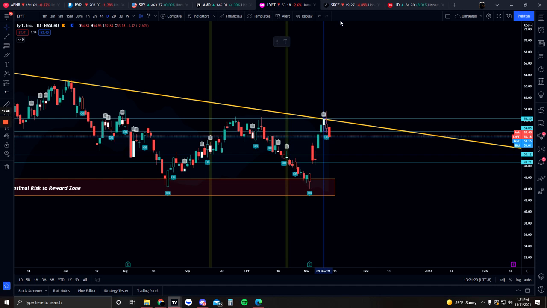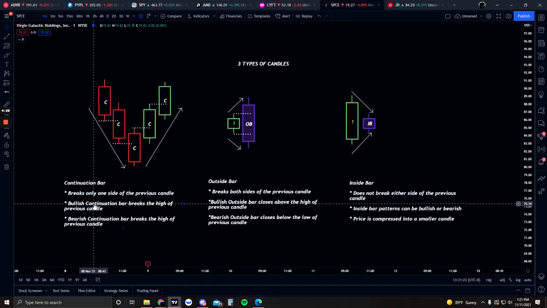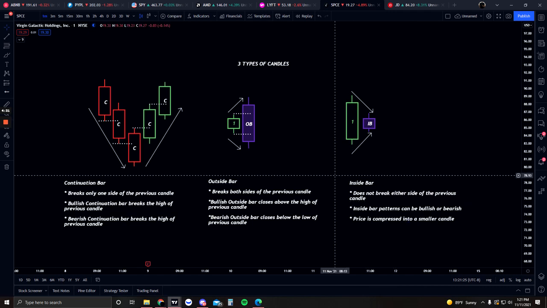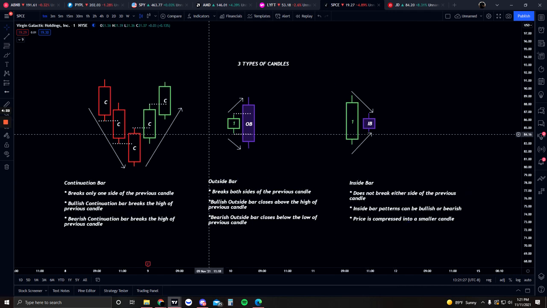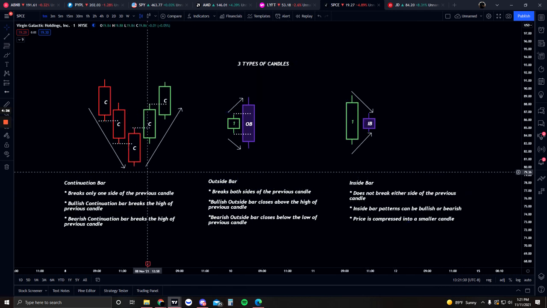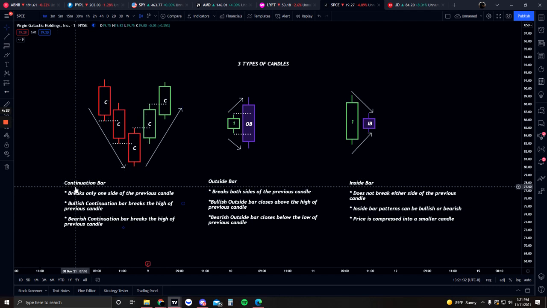So to start, you have to know there's 3 different types of candles, right? And I did this on the chart. I just wrote this up last night, so I hope you guys appreciate it. So there's 3 types of bars or candles, right? There's a continuation bar, right?